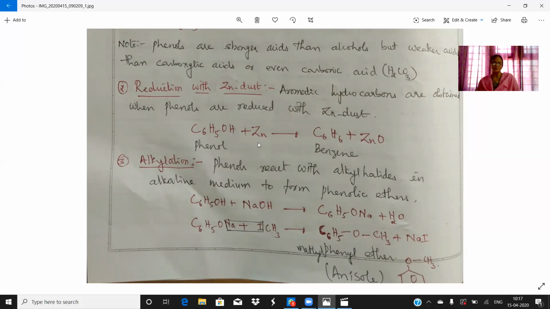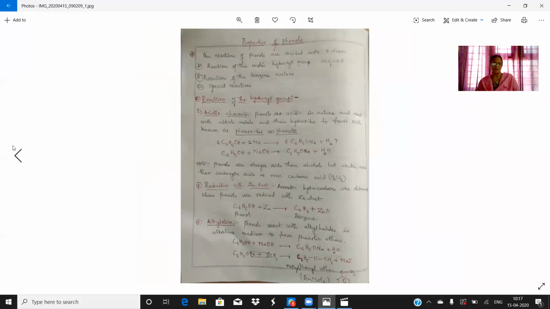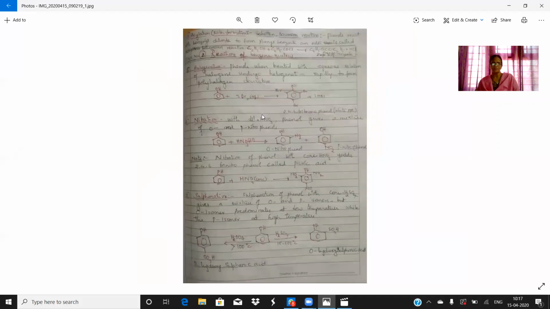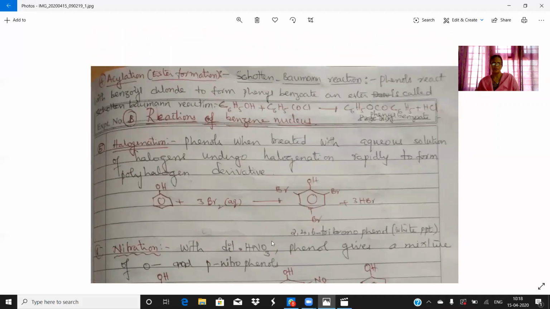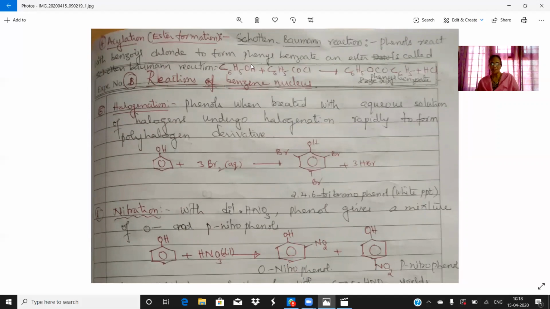So these are a few preparations and properties of phenols. Let us see the next property of phenol, that is acylation or ester formation reaction. Ester formation reaction. This is a very, very important reaction. Whenever any reaction is a name reaction, that is always very, very important. This is Schotten-Baumann reaction. In the examination, they will ask, write about Schotten-Baumann reaction. So we should give the statement followed by the equation there.